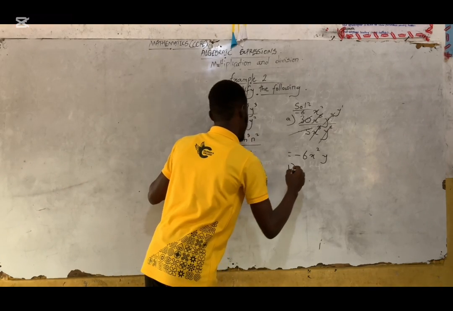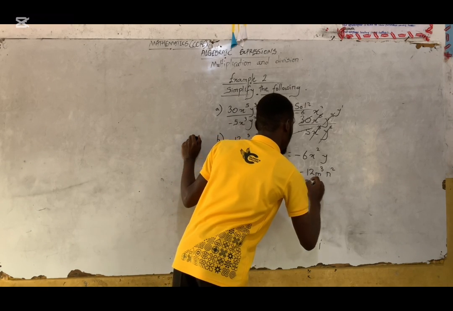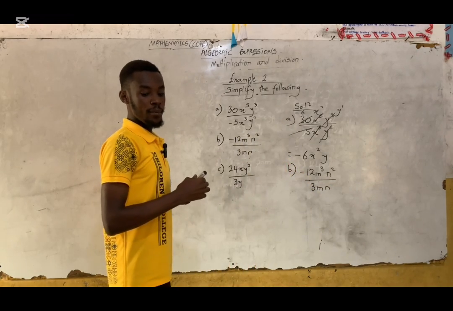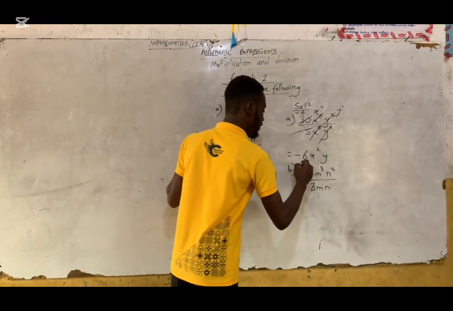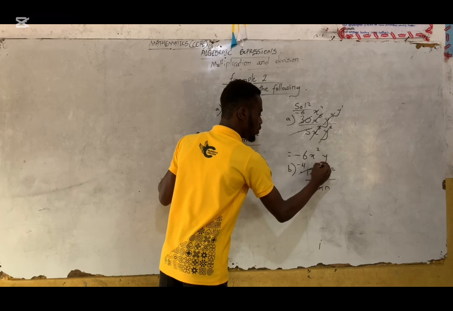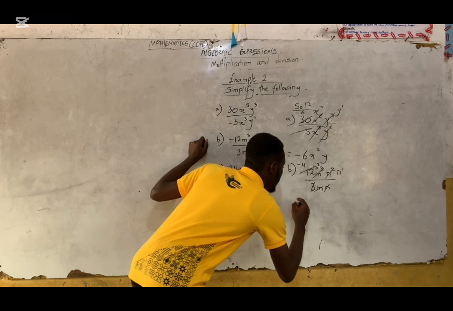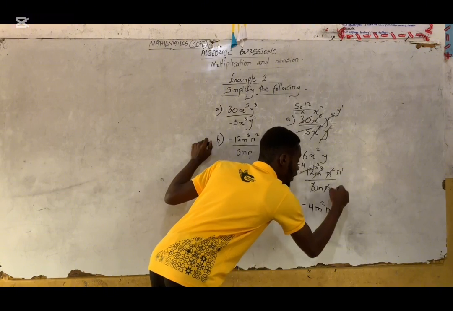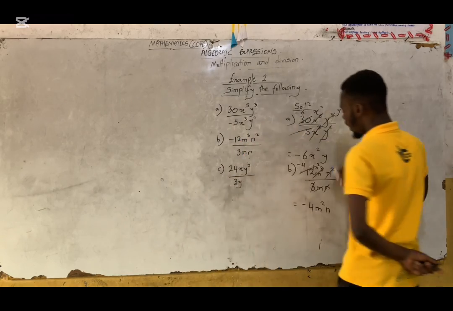B, negative 12m exponent 3 n exponent 2 all over 3mn. 3 goes into negative 12, negative 4. 1m takes away 1m, you are left with 2 m's. 1n takes away 1n, you are left with 1n. Are we okay? We are down to negative 4 m exponent 2 n. We don't write n exponent 1. Are we okay? Let's go to the last one. If you had this one, congratulations.